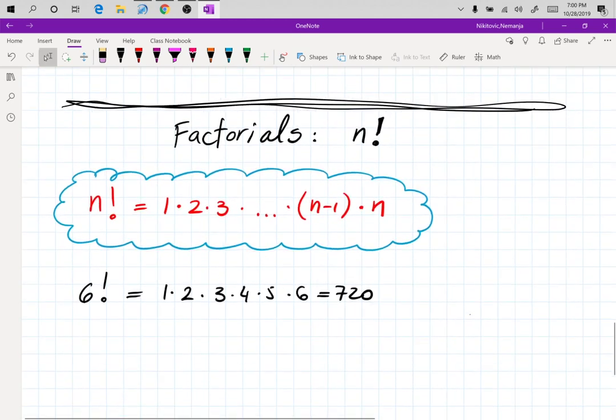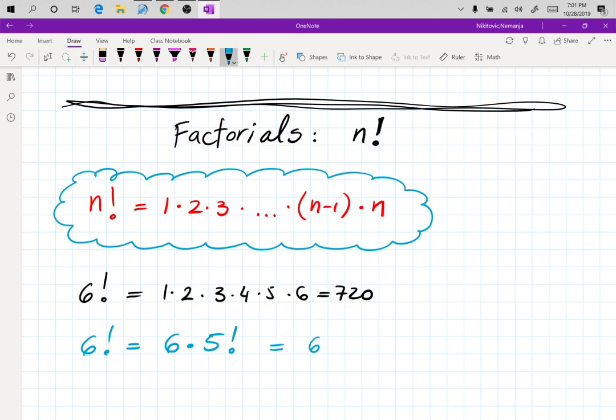Now, this is interesting. I'm going to write it in blue. 6 factorial can be written as 6 times 5 factorial. Would this make sense? Sure. 5 factorial contains the numbers 1 through 5. And then times 6 creates a 6 factorial. It could also be written as 6 times 5 times 4 factorial. Exactly. So you can peel off as many numbers as you need.